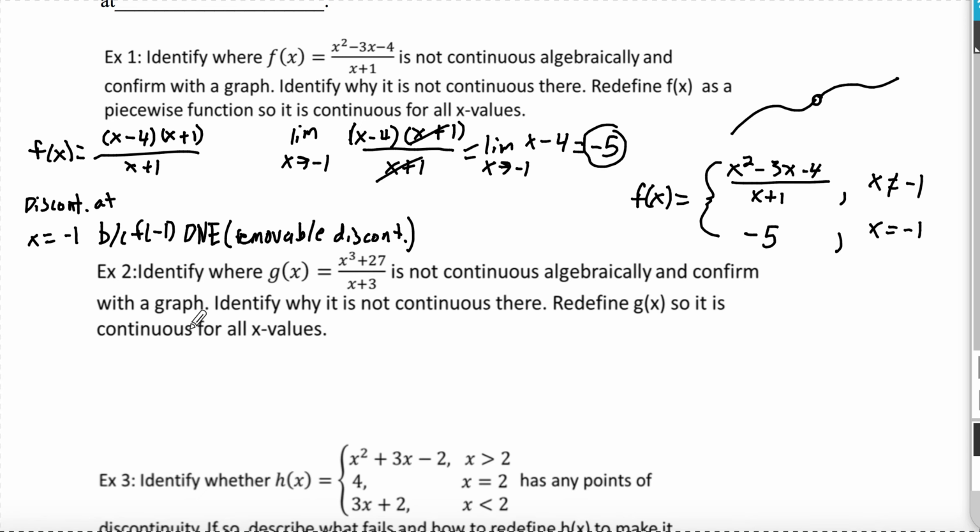All right, so let's take a look at it. We can already tell that this function is going to be discontinuous at x equals negative 3 because g of negative 3 is not going to be defined, right? Because we'll have a 0 in the denominator then. So we can say because g of negative 3 does not exist. That'd probably be the quickest way to do that. So we've already identified where the function is not continuous and why it is not continuous. Again, like I said, we're not worrying about confirming with a graph right now. We've identified where it's discontinuous and why it's discontinuous. Let's see if we can redefine it so that it is continuous.